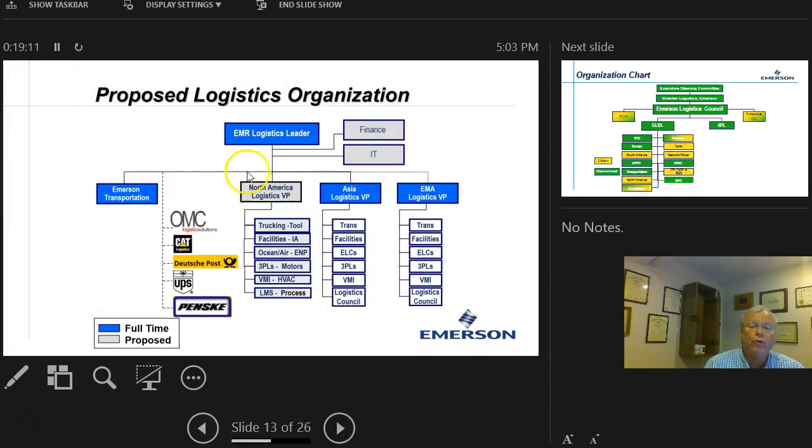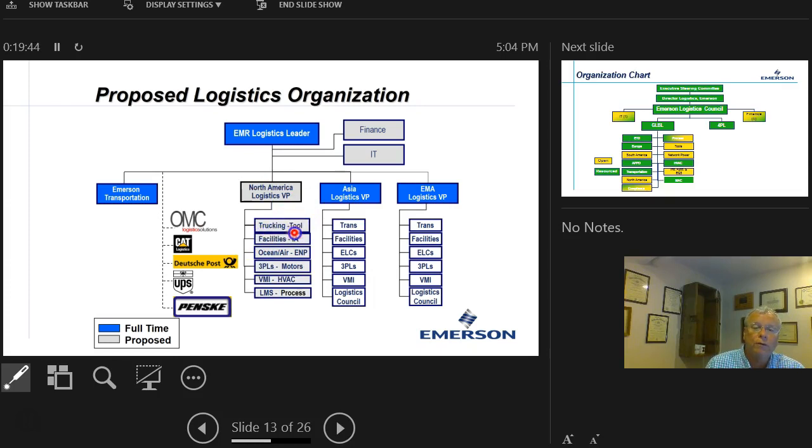Okay, so this was a proposed organization. We were going to have an Emerson logistics leader who was tied in to finance and IT. We had Emerson Transportation, these very same partners out there. We were going to have a North American VP. We were going to have an Asian VP and a Europe, Middle East and Asia VP. And you can see here are the activities that we were going to focus on. We were going to form councils around this on regional areas.